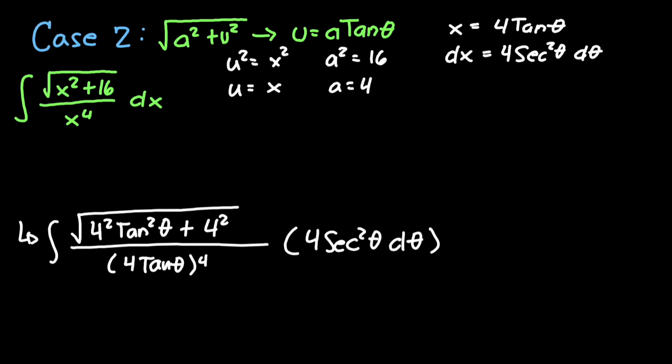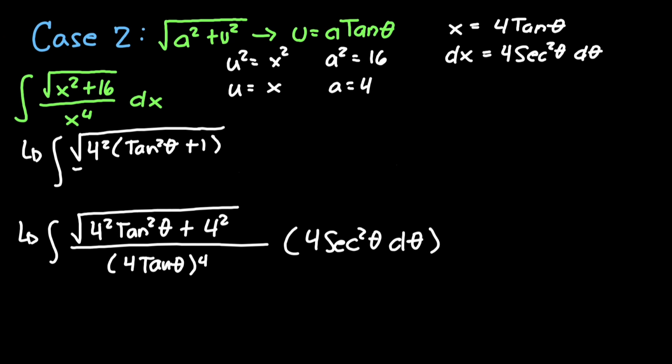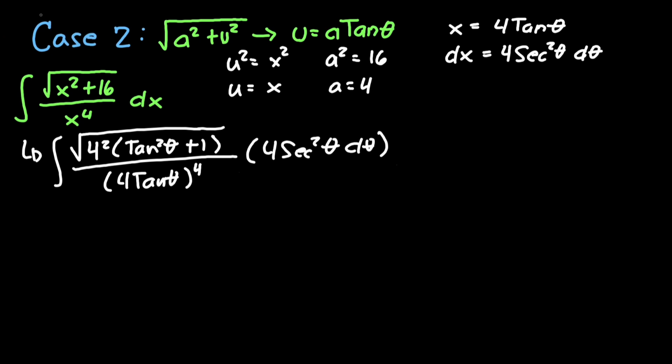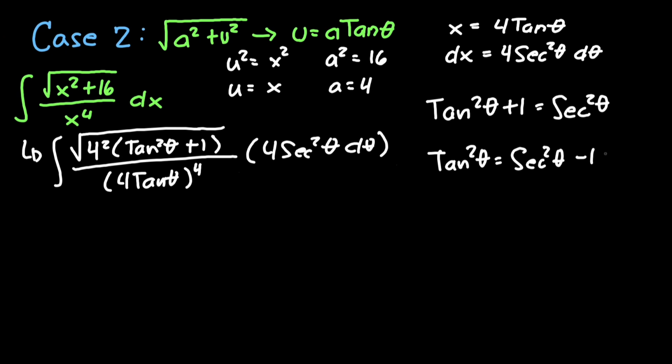In dealing with instances like this, you must find a trigonometric identity here for simplification. So this would be the integral of the square root of 4 squared multiplied by tangent squared of theta plus 1. I just factored it, over 4 tangent of theta raised to the power of 4. Now we can finally see here a trigonometric identity, which is tan squared of theta plus 1. Now this would be equal to secant squared of theta, because the original identity for this is tangent squared of theta would be equal to secant squared of theta minus 1. This is the original identity.